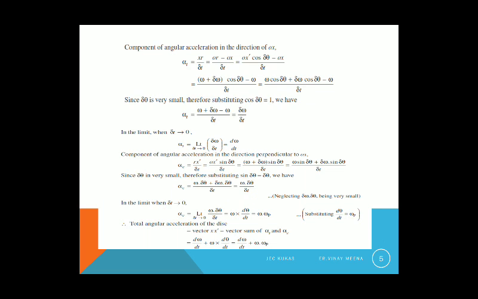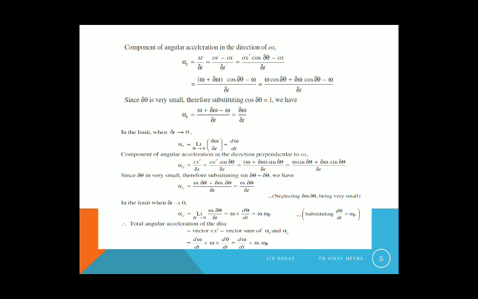Components of angular acceleration in the direction of OX: alpha_t = (OX' cos delta theta - OX)/delta t, that is, (omega + delta omega) cos delta theta - omega over delta t. Since delta theta is very small, we substitute cos delta theta = 1.